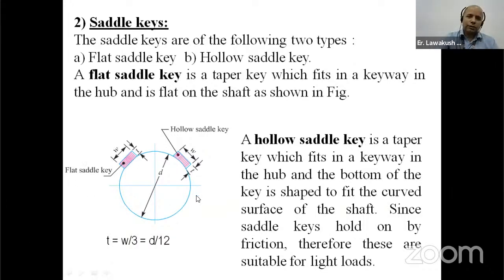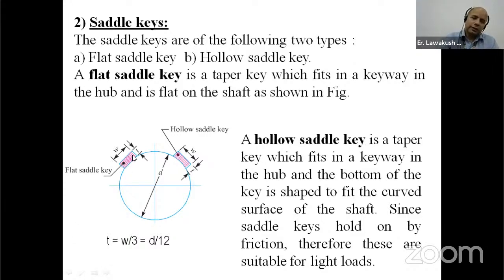This is the figure for the flat saddle key as well as the hollow saddle key. Now we will discuss the hollow saddle key. A hollow saddle key is a taper key which fits in a keyway in the hub and the bottom of the key is shaped to fit the curved surface of the shaft. Since saddle keys hold on by friction, therefore these keys are suitable for light loads.